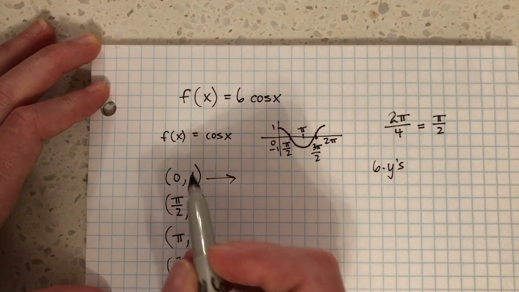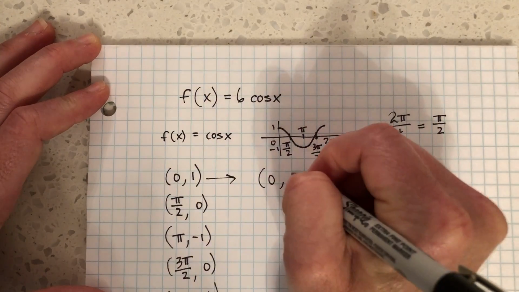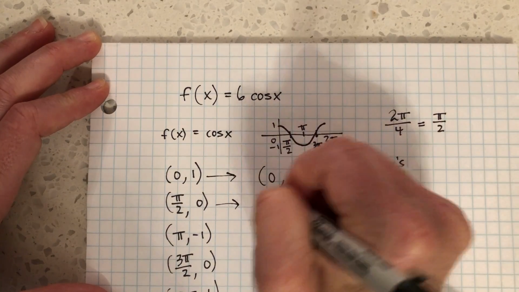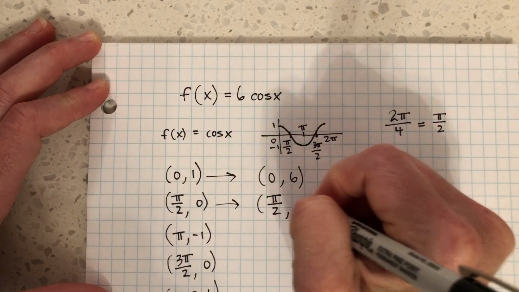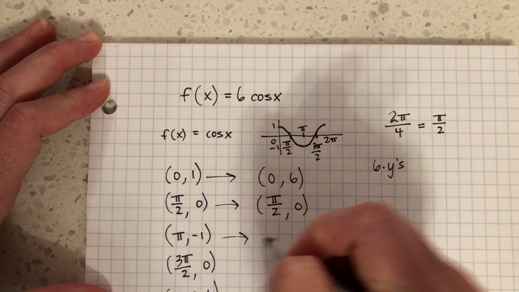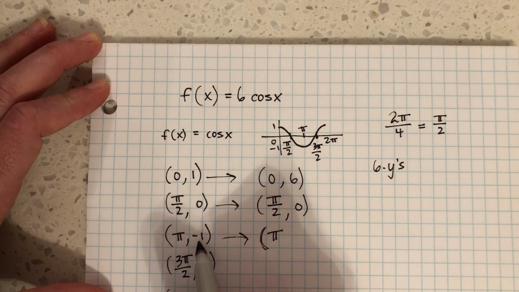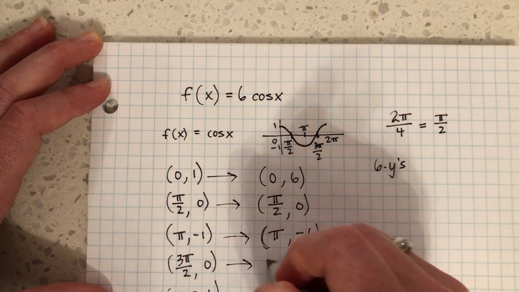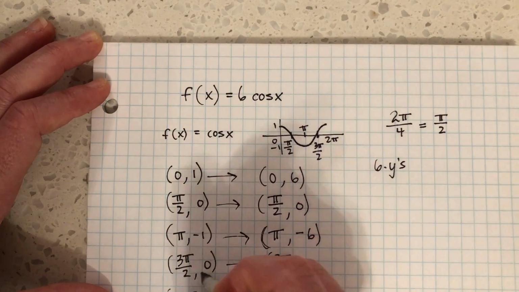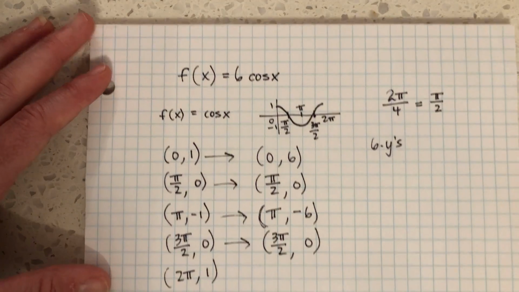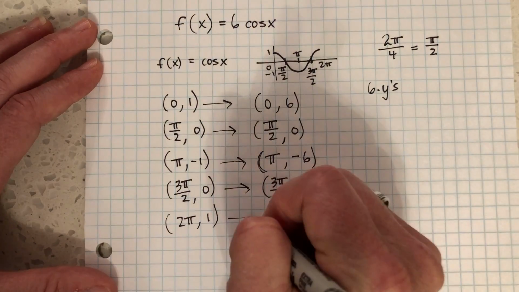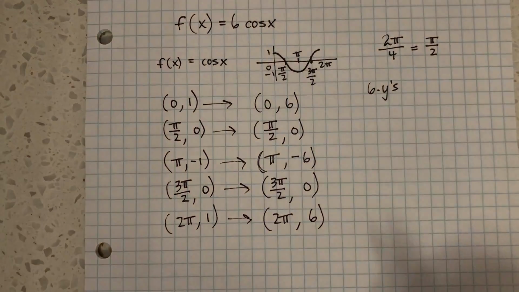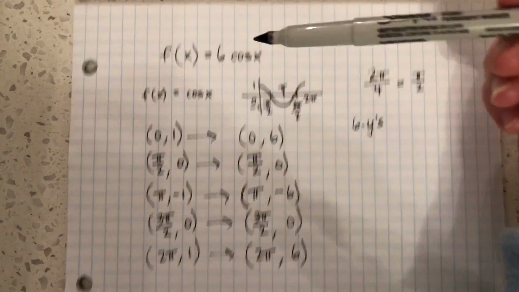So 0 stays the same. 1 times 6 is 6. That's a new point on the transformed graph. All right, pi over 2 stays the same. Take y, which is 0, times it by 6, it's still 0. All right, this point, pi stays the same because the x's weren't changed. Take -1, times it by 6, and you get -6. All right, take this point, 3 pi over 2 stays the same. Take 0, times it by 6, and you still have the y-coordinate 0. All right, last point would be 2 pi, and then take 1, times it by 6, and that's your new point. So these are the new points that live on the new transformed graph.